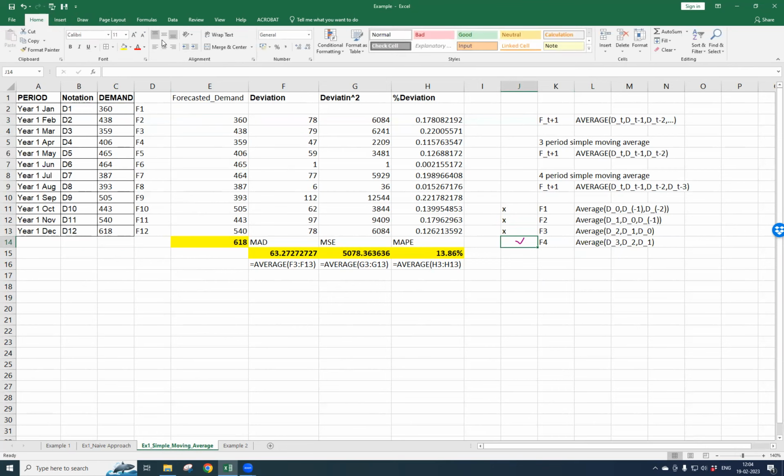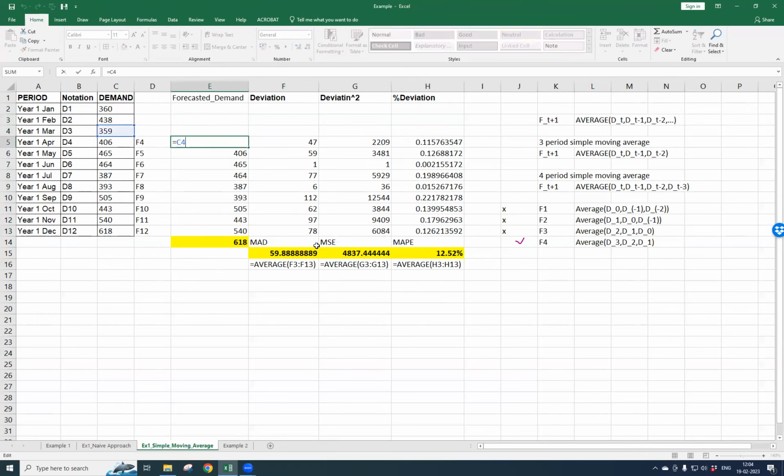So for those reasons, I'm going to say that all these values are not something that I'm going to calculate. So let's take this value. If I'm not calculating forecasted demand, neither will I have deviation, deviation square, or deviation percentage. I'm just going to remove them.